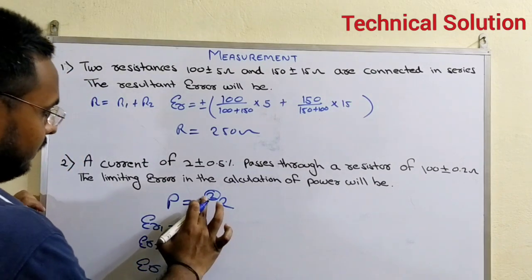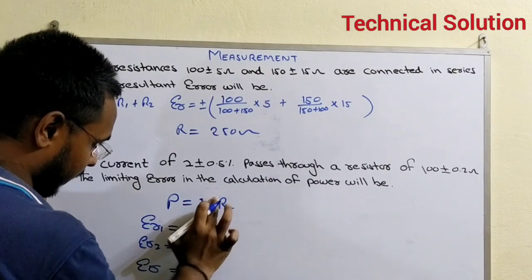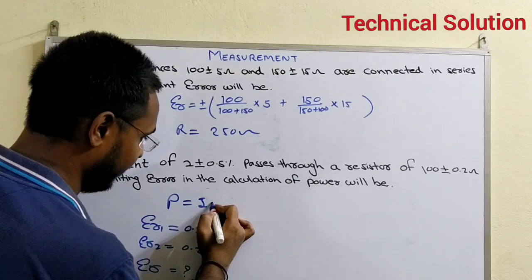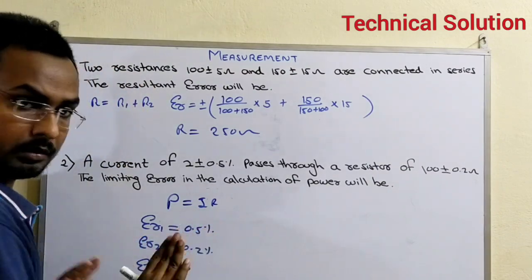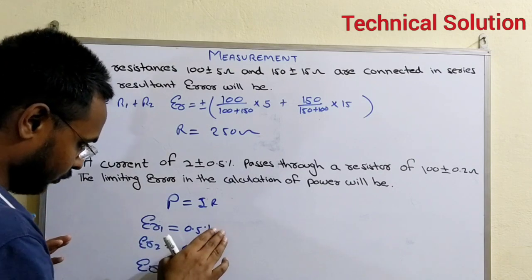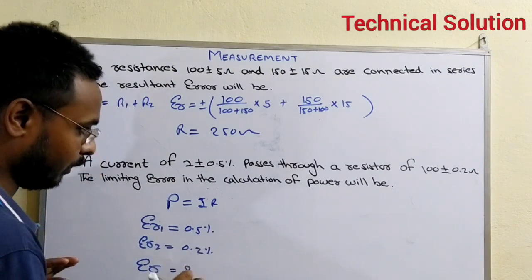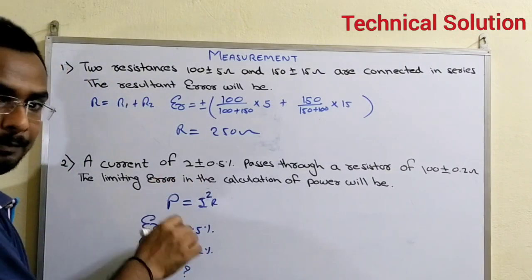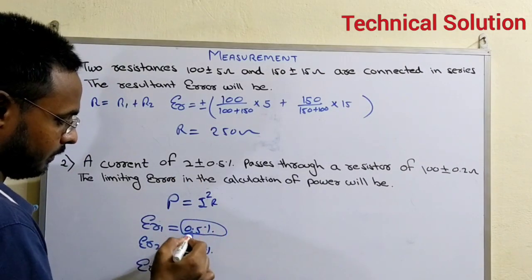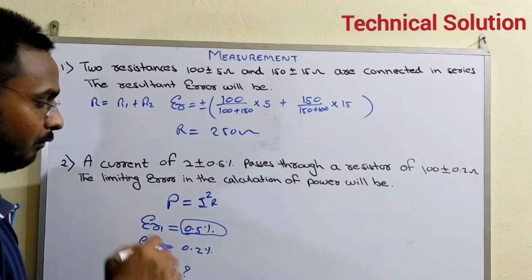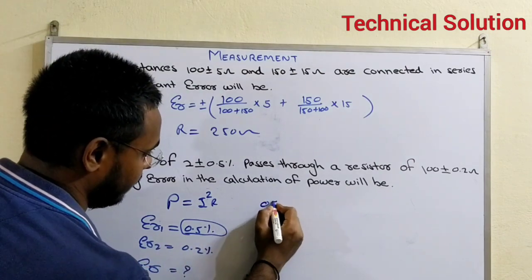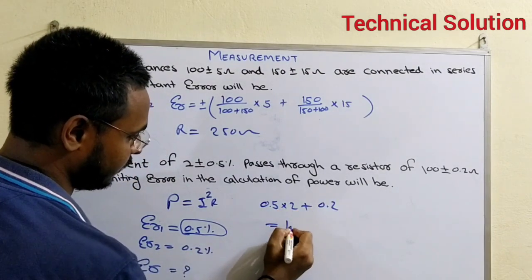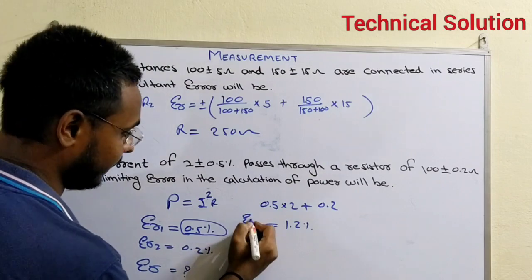If I simply have to calculate IR, then we do nothing, simply add these two values. But in case of I square R, just multiply by 2 with this 0.5. Why? 0.5 into 2 plus 0.2. This is 1.2%, your final answer.